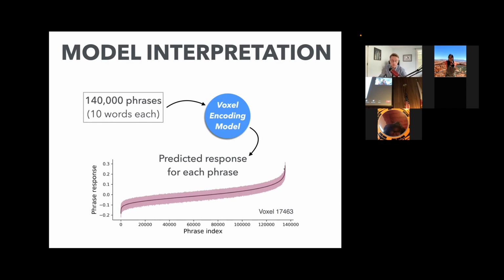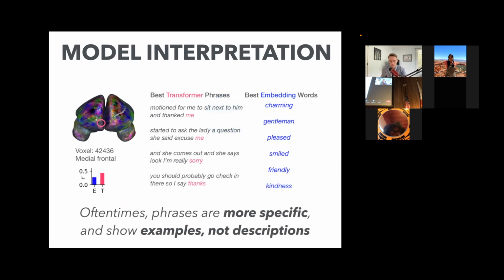We can ask, what are these phrases that we think this model is going to respond the most to? Let me show you some examples of this and how it compares to our old interpretations based on the best words. I'm just going to show you one example of one voxel here, which was a very surprising one that we didn't come up with a priori, as something we'd expect, that there's going to be some part of the brain that really cares about specifically. This is a voxel in medial frontal cortex. This is showing the prediction performance using our new contextual transformer models versus the old embedding models.